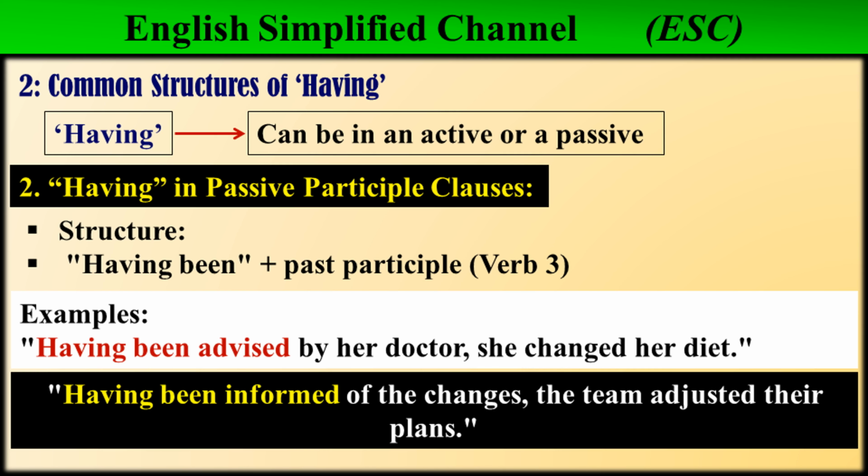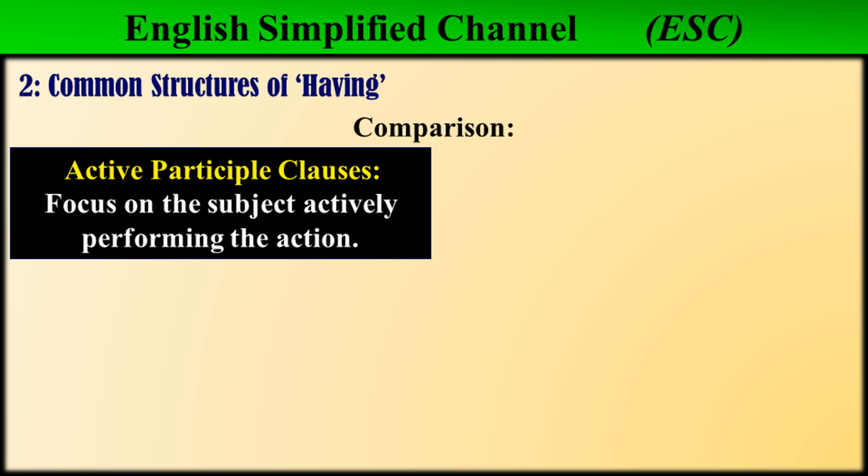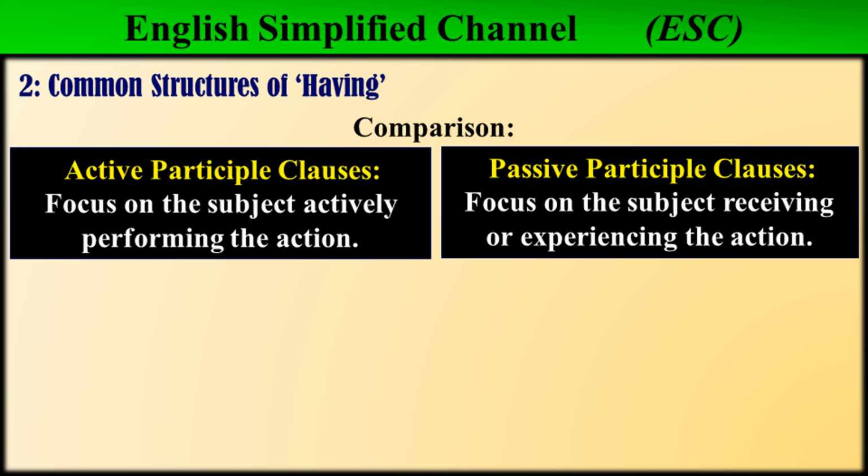Example 2. Passive voice. Having been informed of the changes, the team adjusted their plans. Explanation: the team was informed of the changes, passive experience, and then they adjusted their plans. So, what is the difference when having is used in active or passive participle clauses? Here they are. Active participle clauses focus on the subject actively performing the action. Passive participle clauses focus on the subject receiving or experiencing the action.